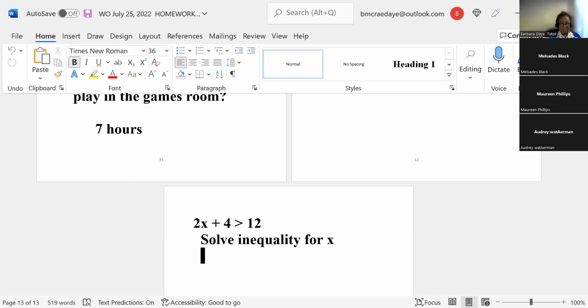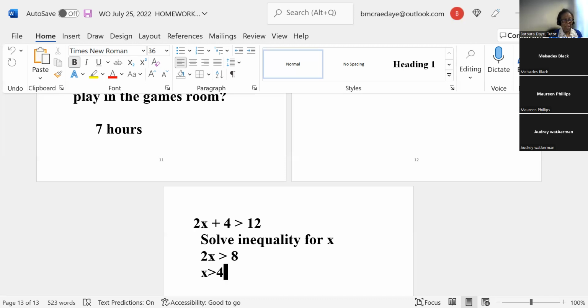Mercedes, you have 4? Yes, Miss. How did you get it? First I took away 4 on both sides. All right, and that gave you what? I was left with 2x, and on the right side I got 8 for my answer. And then you solve for the x. And what's the x? The x equals 4. Greater than 4. 8 over 2 is 4, right?